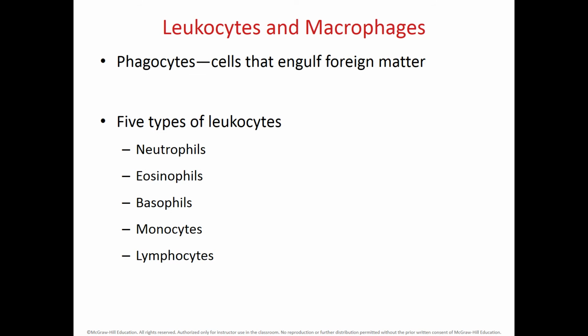Now let's talk about the cells of the innate system. So leukocytes and macrophages are phagocytes. Why? Because a phagocyte, phago means eat, cyte means cell, is a cell that eats or engulfs foreign matter. So macrophages, which are derived from monocytes, and the different kinds of leukocytes are the phagocytes.